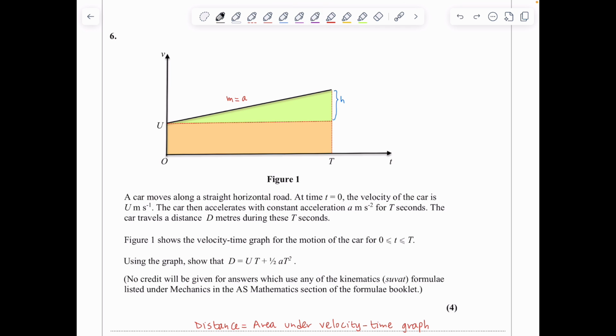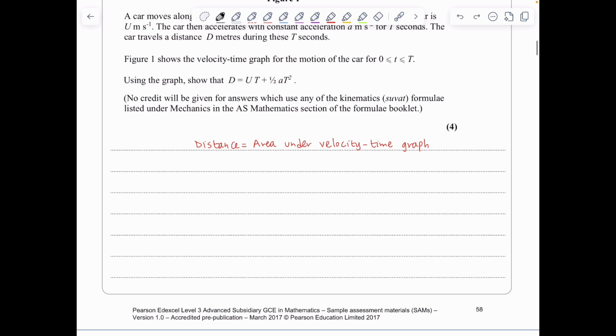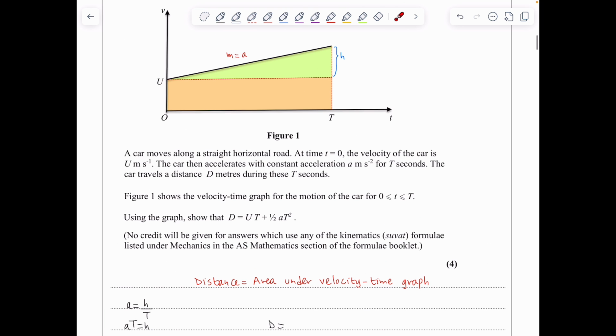I can use the fact that the gradient is rise over run, so the rise is h and the run is capital T. This means that a is equal to h over capital T, and therefore aT is equal to h. Now the distance will be given by the area of the rectangle plus the area of the triangle. The rectangle is simply capital T times capital U.